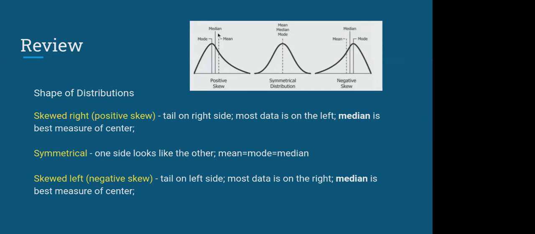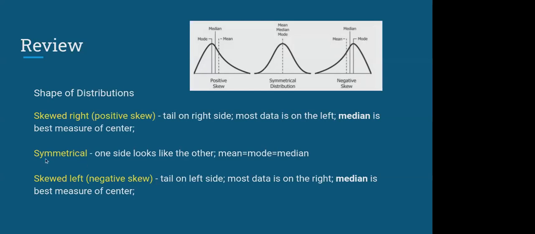And the median is the best measure of center. We see the mode is the highest and the mean is over here. So if it is a positive skew or right skewed, the median is the best measure of center. And remember, the skew matches the side that the tail is on.